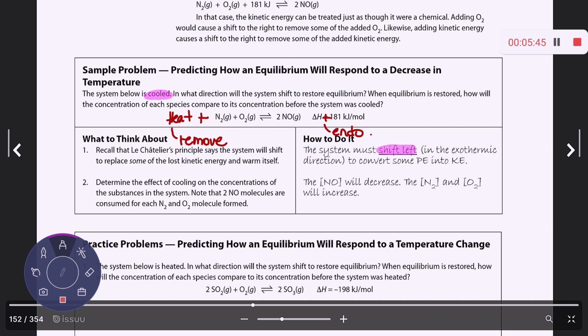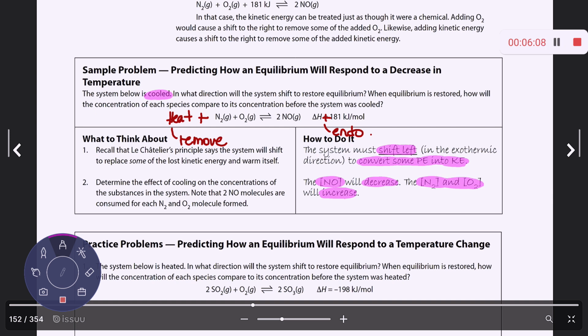So that means you're going to convert the potential energy that's in the products into kinetic energy, which is heat energy, because they'll cause them to move more. When I shift left, the concentration of my product will go down, and the concentration of my reactants will go up. Okay? Let's take a look at one more problem.